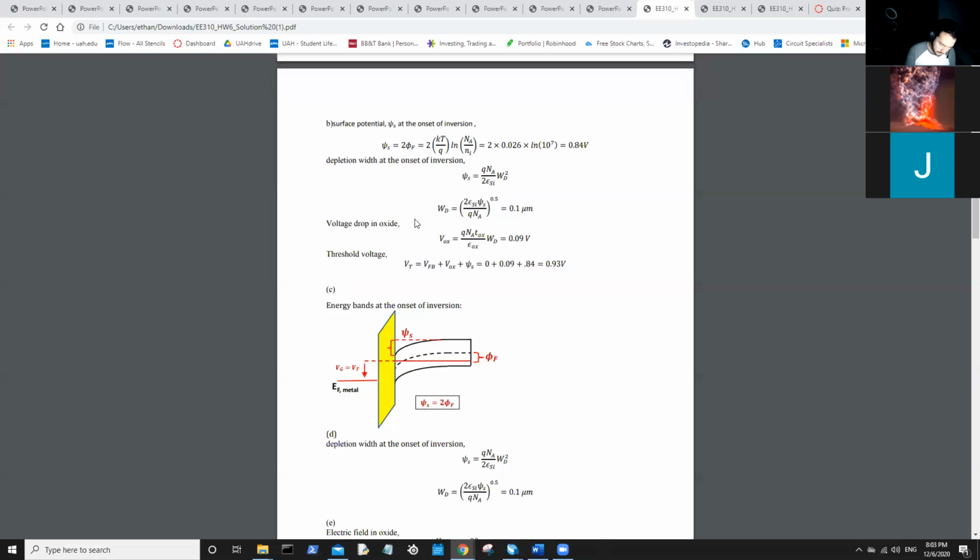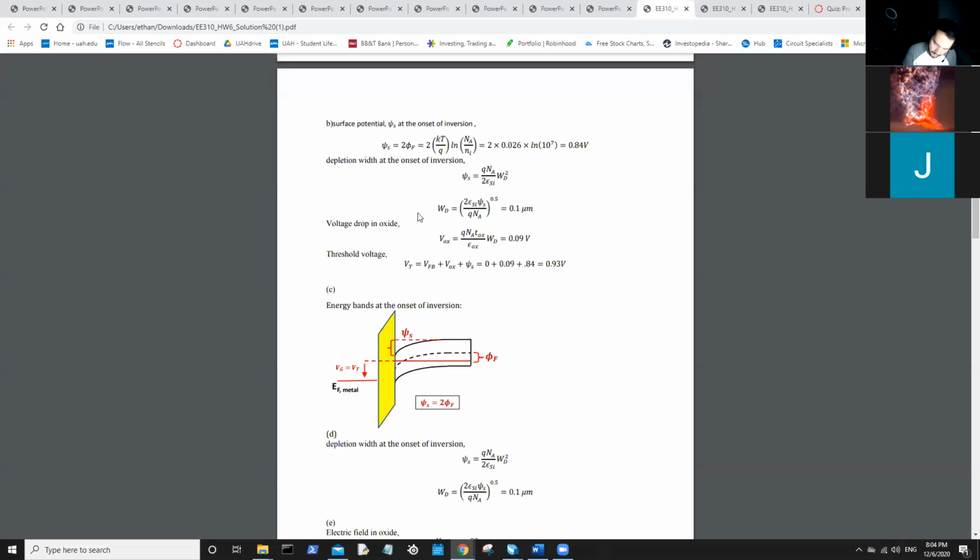So you'll do 1.602 times 10 to the negative 19th times 10 to the 17th times T oxide, which, as we wrote earlier, is 2 times 10 to the negative 7th here. And then times the new number, 1.05 times 10 to the negative 5th, which is our WD, all over epsilon of oxide, which was 3.9 times 8.85 times 10 to the negative 14th. Take this, divide it by this.